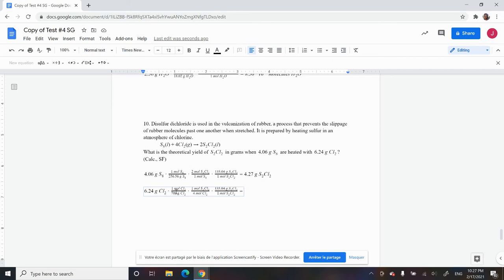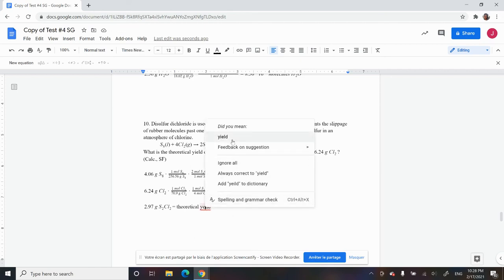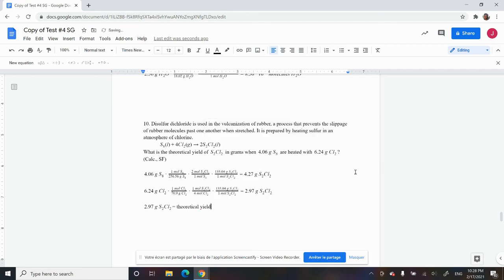Oh, that says 70.9 there. You may have already figured that out. The question did not ask for the limiting reagent. Had it asked for it, the limiting reagent would have been Cl2, but this is the theoretical yield. Because it's the lower of the two numbers, so once I make 2.97 grams of S2Cl2, I'm going to run out of Cl2 and I will have excess S8.